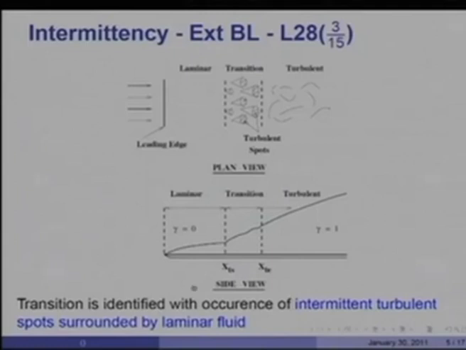So, the transition is identified with the occurrence of intermittent turbulent spots surrounded by laminar fluid in an external boundary layer. This is quite visible. You can do a flow visualization experiment to see this.